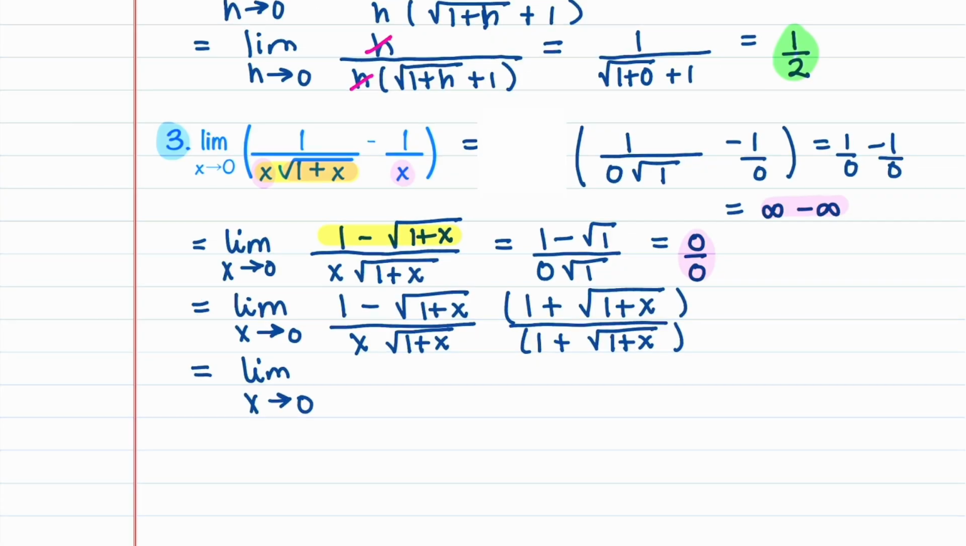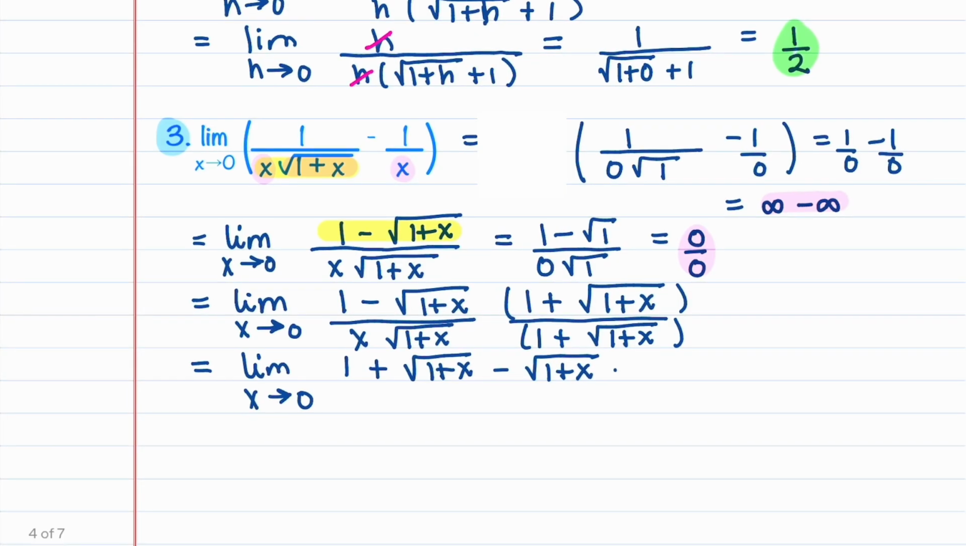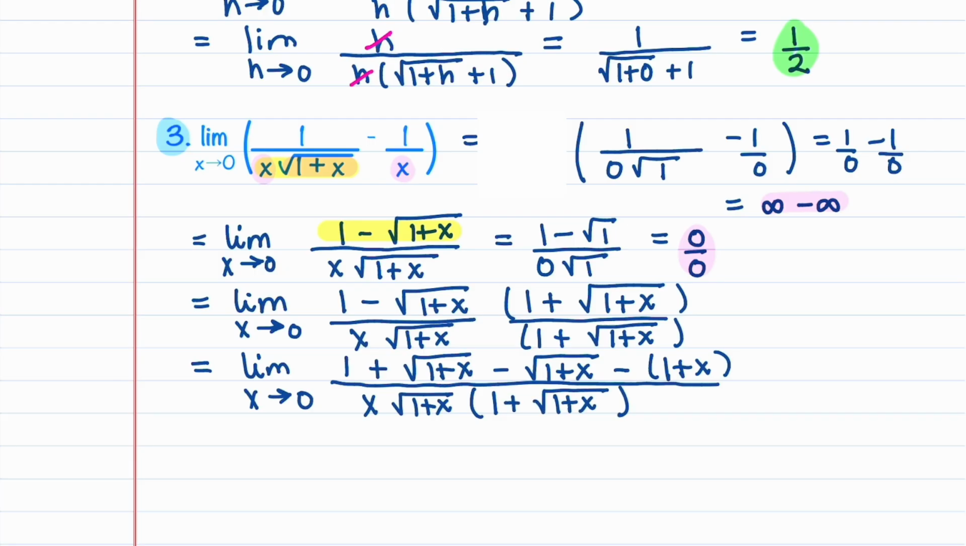We'll use the FOIL method. We'll multiply the first, which is 1. We'll multiply the outer terms, which gives us a plus square root 1 plus x. We'll multiply the inner terms, which is minus square root of 1 plus x. And then the last terms, which gives us a minus, and then the square roots combine to be a 1 plus x. And then our denominator, we just have to copy down x square root 1 plus x. Do not multiply the denominator out because we're hoping that terms are going to cancel.